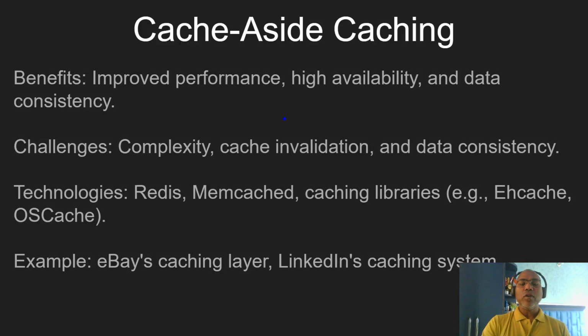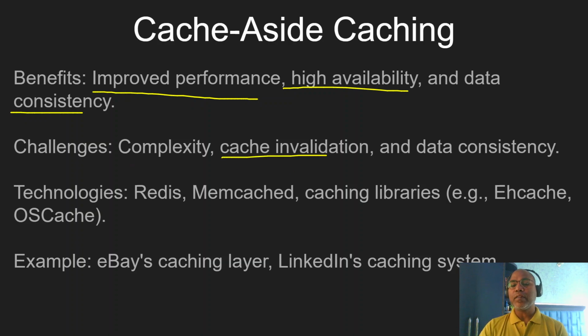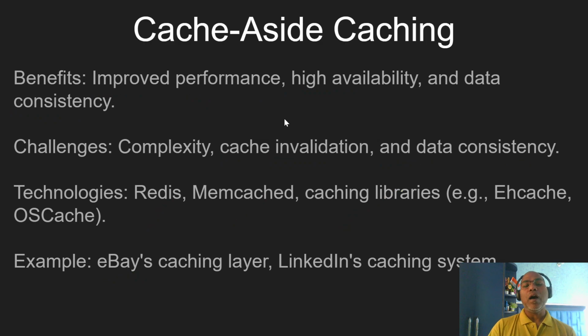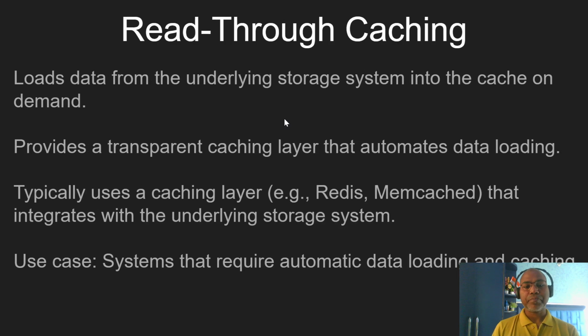Okay, so some more benefits of this cache aside caching strategy are improved performance, a highly available system, and data consistency. The challenges again are cache invalidation and the data consistency problem. We have to ensure that if data is found in the cache, the cached data must be correct and up to date. For this you can use Redis, Memcached, or a caching library, and lots of applications, like LinkedIn and eBay, use this cache aside caching technique.